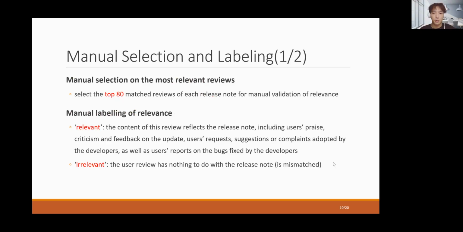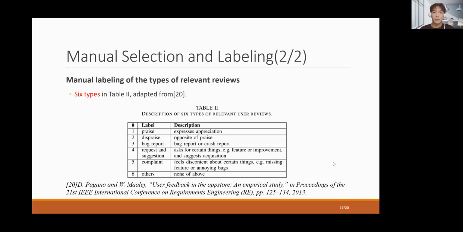Then we used the two labels shown, relevant and irrelevant, to label the matched reviews. So furthermore, we intended to investigate what types of relevant user reviews either catch developers' eyes and contribute to app updates or respond to app updates.